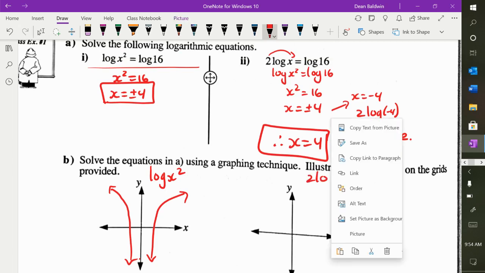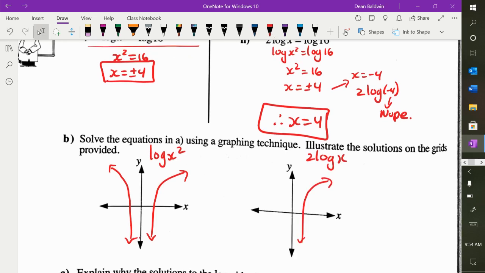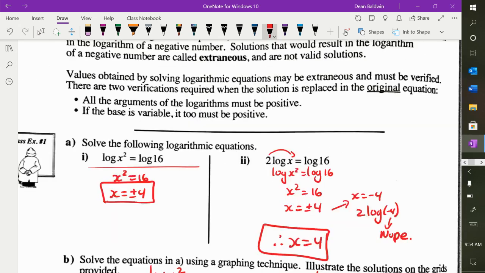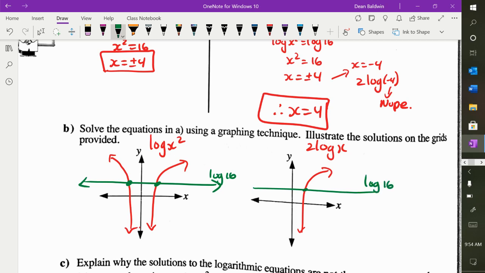If you graph log 2x, you get that. You only get half of it. And then log of 16 is just some number. So that's log of 16. So basically when you're solving these, what you're finding is the intersection point, 4 and negative 4. That's what you're actually doing when you're solving it.